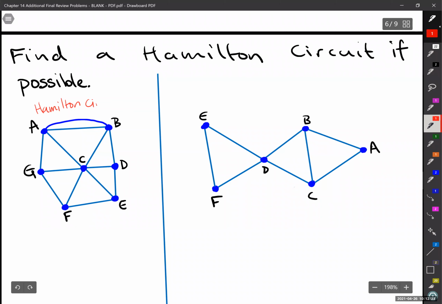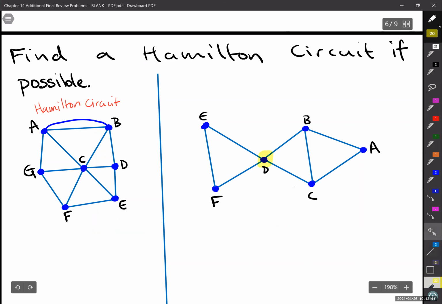Are we comfortable with that? Now, one thing to look out for with Hamilton circuits is this doesn't always occur, but if you ever see it, that's a dead giveaway it won't have a Hamilton circuit. If there's ever a squeeze point.